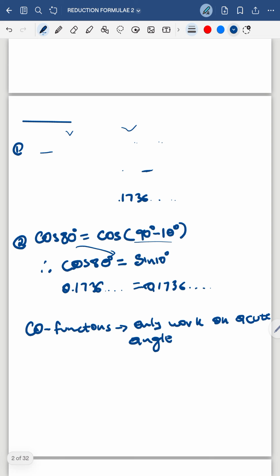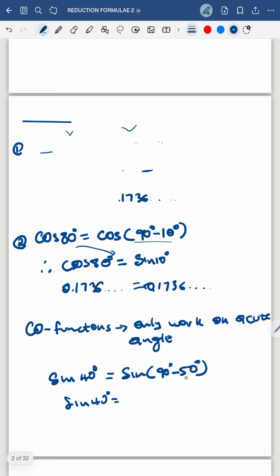So if you have sine 40 degrees, that means you need to expand it. You're going to say sine, open brackets, 90 degrees minus, what number are you going to separate from 90 to get 40? It's 50 degrees. Then you're going to write sine 40 degrees is equal to, then what is this quadrant?